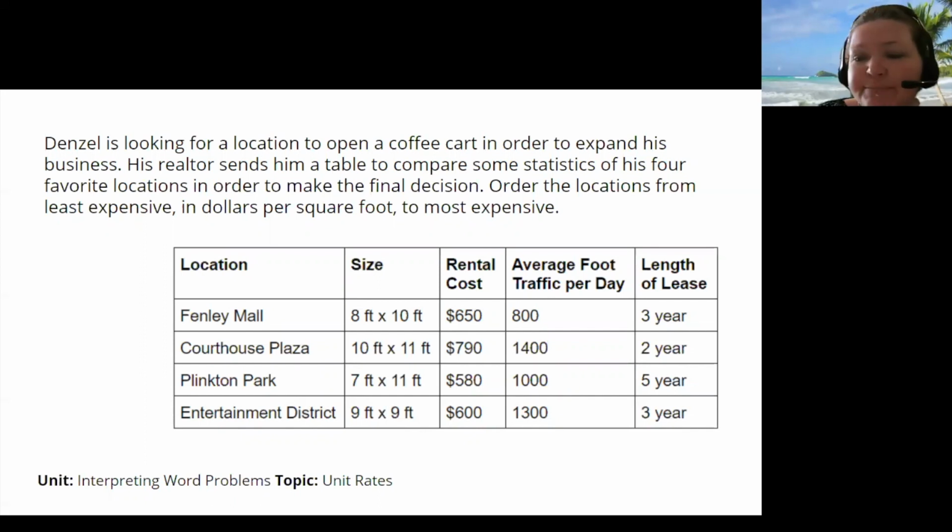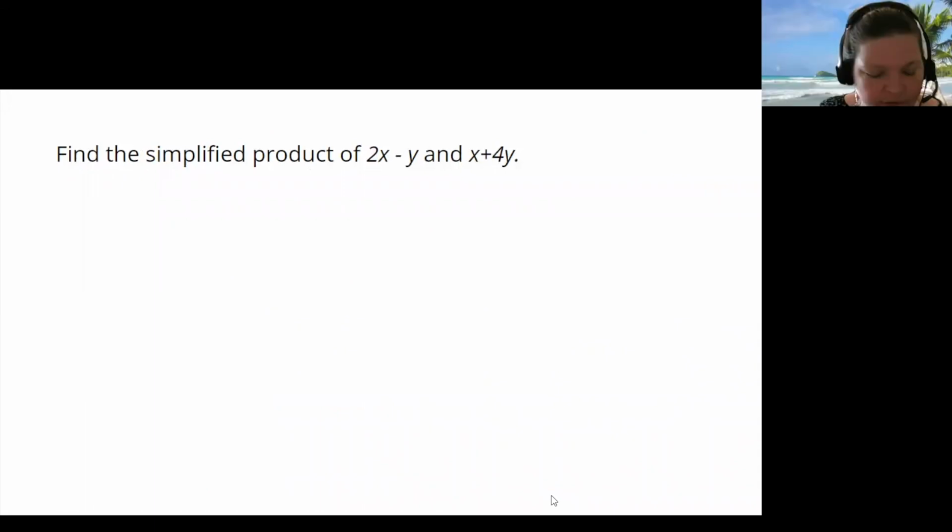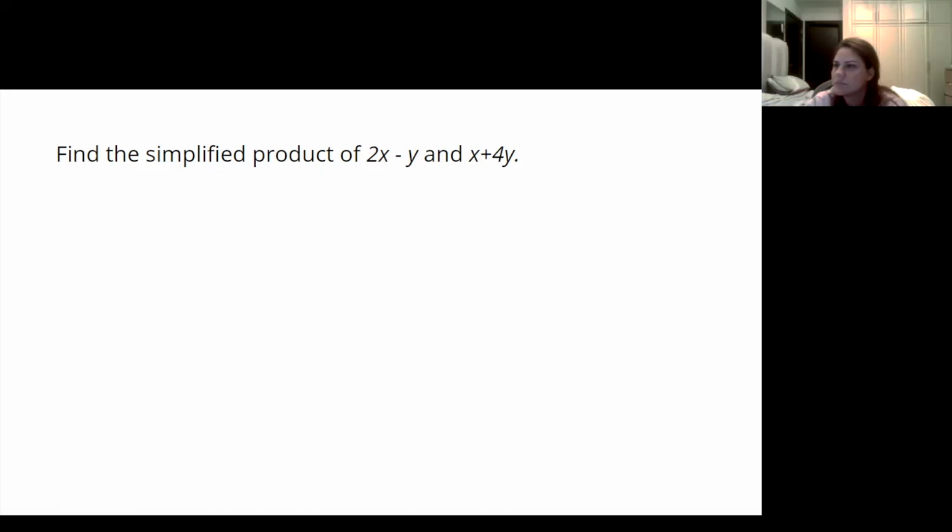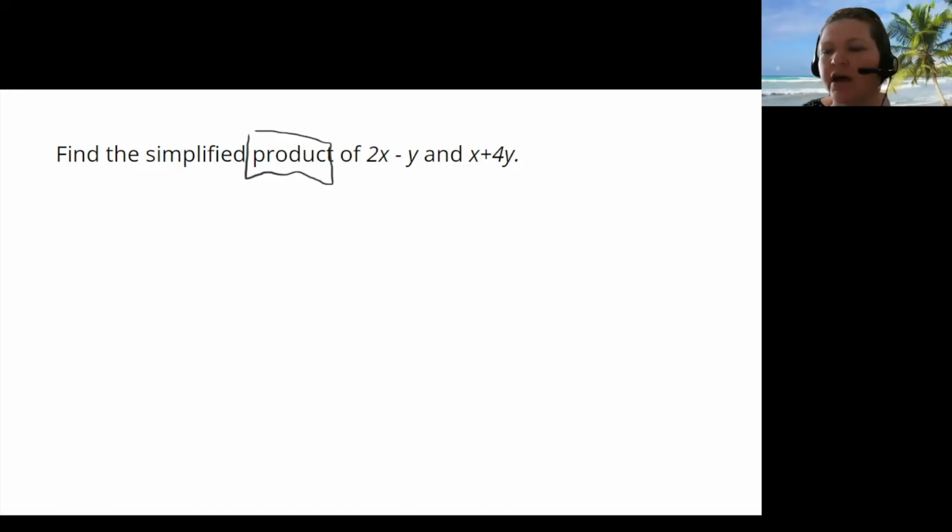It's their favorite. Okay, you guys, find the simplified product of 2x minus y and x plus 4y. What are they asking me to do or to find? Multiply. What in this problem told you they were asking me to multiply? Product. Absolutely. Product is the answer when you multiply. Beautiful. So they want us to multiply these two things.